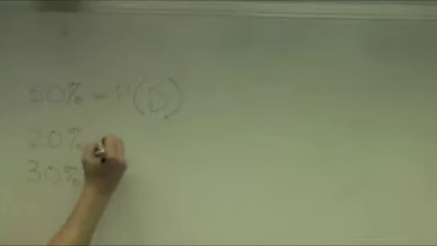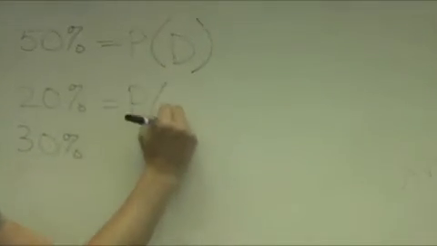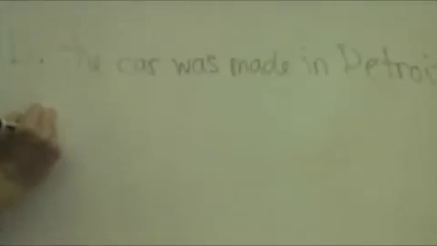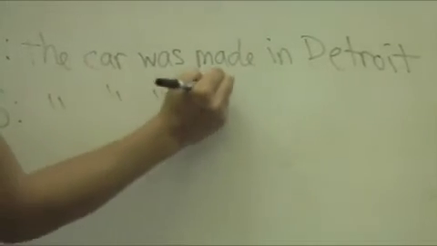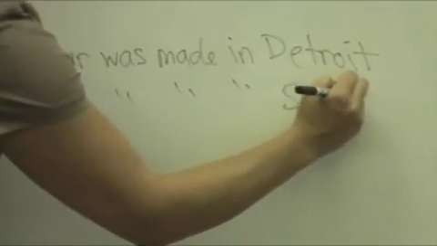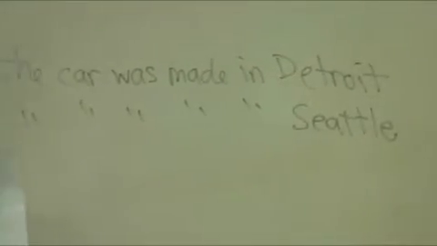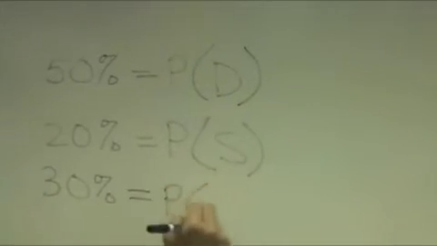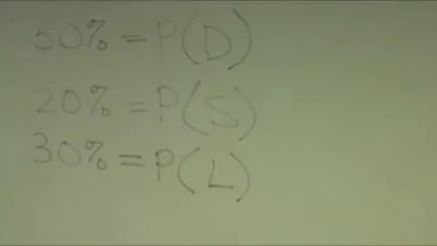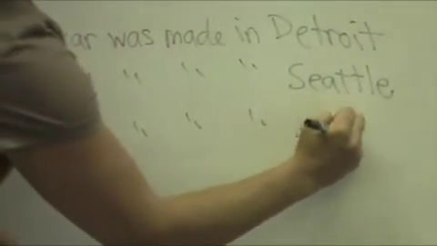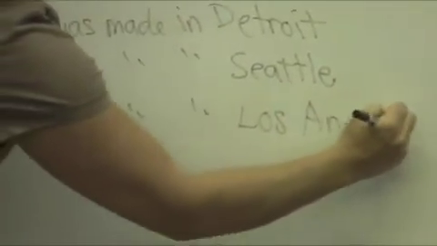The 20% refers to the chance that the car was made in Seattle. So I'll let S represent Seattle and again define it down here. Two T's, right? Yeah, 2 T's in Seattle. And then the 30% refers to the probability that the car was made in Los Angeles. And I'll let L be the car was made in Los Angeles. Notice that these are all simple events.